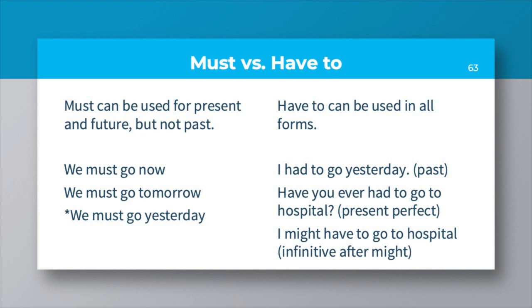Must can be used for present and future, but not past. Have to can be used in any form, in any tense. For example, I had to go yesterday, so that was something that you had to do in the past. Have you ever had to go to the hospital? So we talk about from the past until now. And the future, I might have to go to the hospital, so it's the infinitive after might.